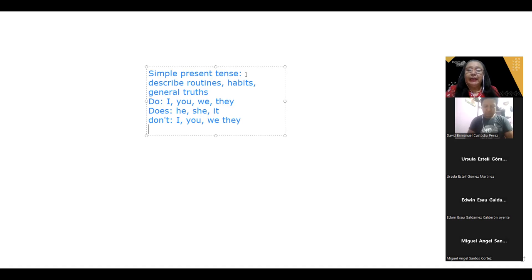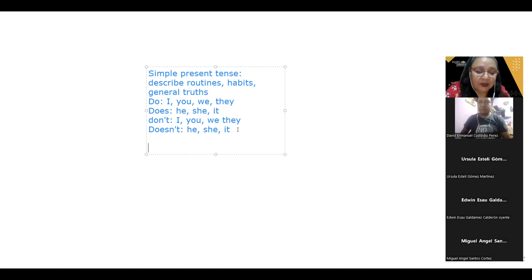For he, she, it, what is the negative? Doesn't. Okay, great. Doesn't, for he, she, it. This is generally, but what happens when we have the verb to be in the sentence? When we have the verb to be, we don't use do, does, don't or doesn't, because the verb to be has a double function. It has the function of the principal verb, but also it is a modal auxiliary, yes?